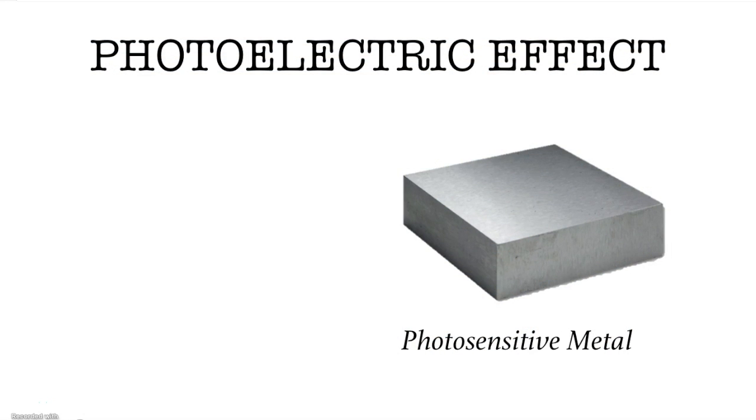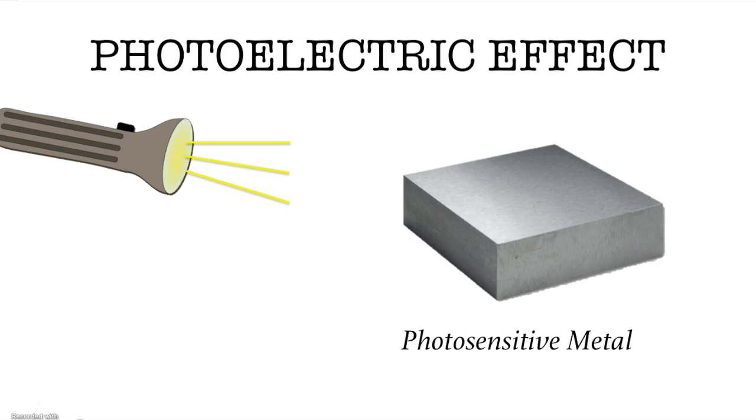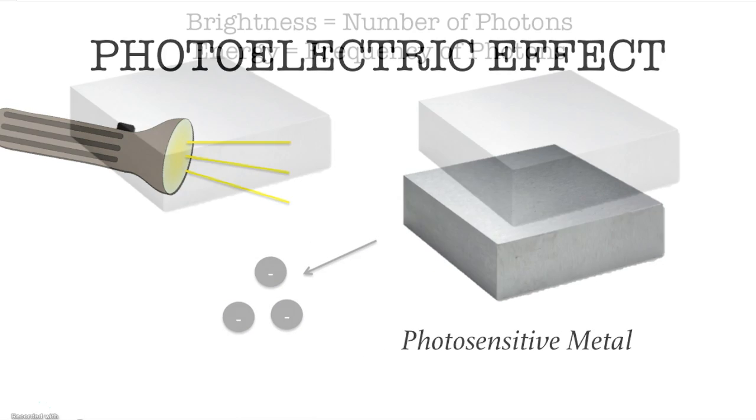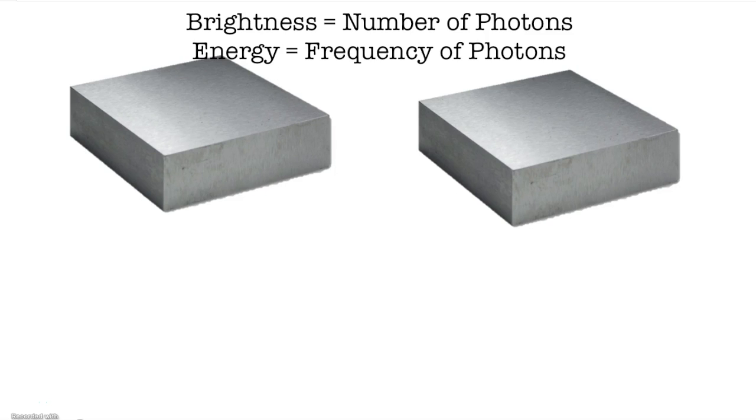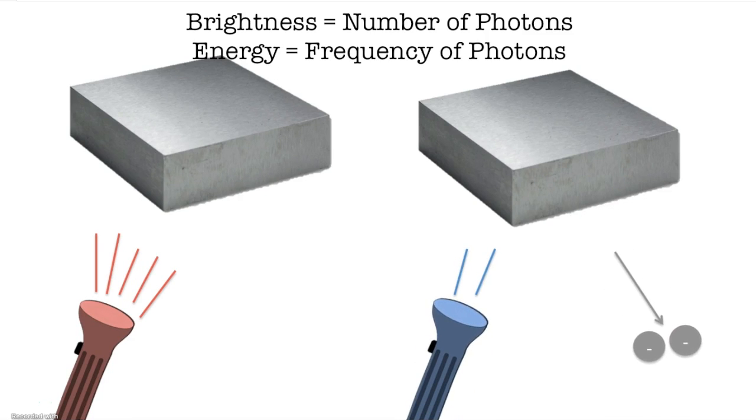Einstein's quantum theory of light was supported by the photoelectric effect. Basically, metals that are sensitive to light, or photosensitive, will eject electrons when light falls upon them. The brightness of the light beam corresponds to the number of photons. The energy of the light beam corresponds to the frequency. That is why a bright red light cannot displace any electrons from a metal, whereas a dim blue light can. We know that different colors have different frequencies, but Einstein explained this further using his knowledge of photons.